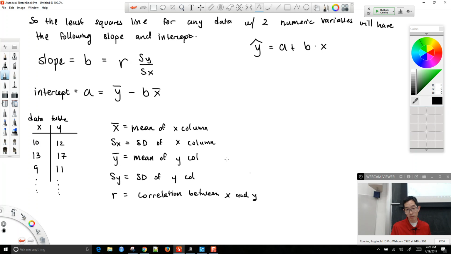If you find these 5 summary statistics, you just plug them in and you get your slope. Once you have your slope, you plug that into here. You have to find the slope first, and then you can get your intercept.